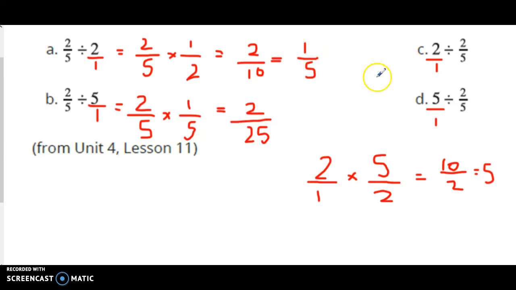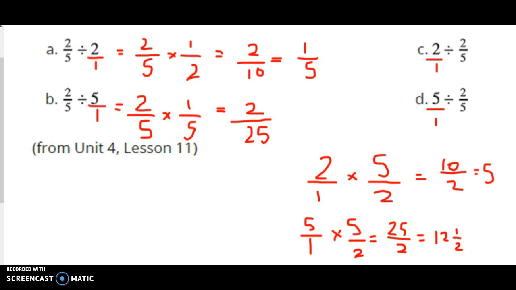So we were reviewing D. So I have 5 over 1, keep, change, flip, times 5 over 2. And what that gives us is 25 over 2, which right now is improper. If I wanted to turn this into a mixed number, I would divide 25 by 2, which gives me 12, and I'm left with 1/2.